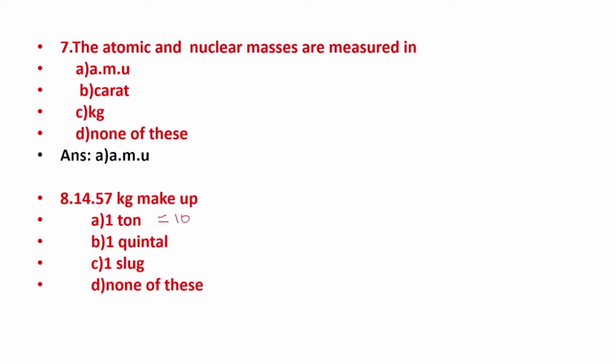One ton equals 1000 kilogram, 10 power 3 kilogram. 1 quintal is 10 power 2, that is 100 kilogram. One slug is only 14.57 kilogram. Okay. The answer is C.